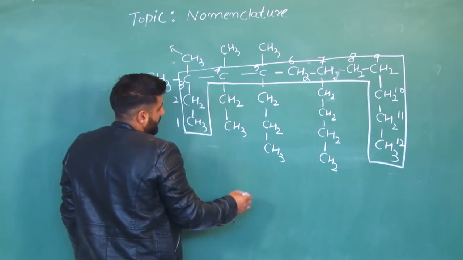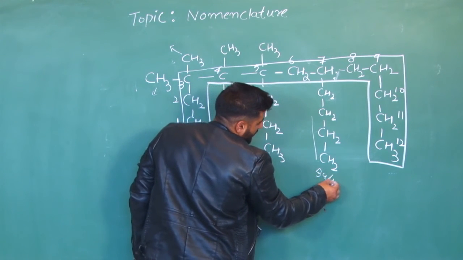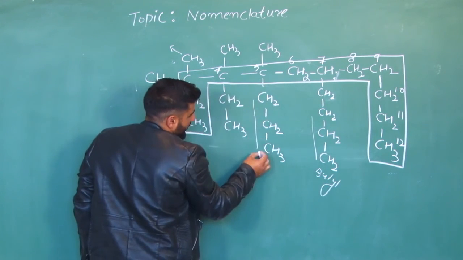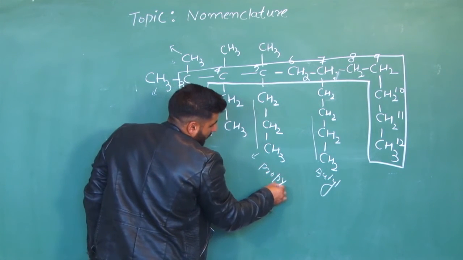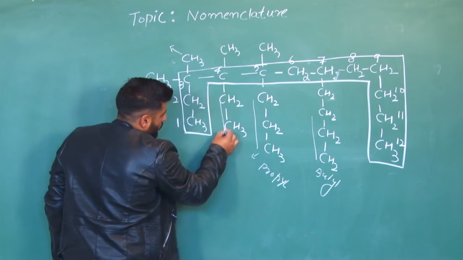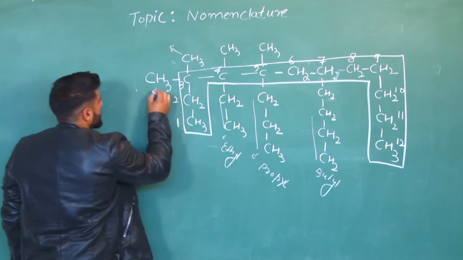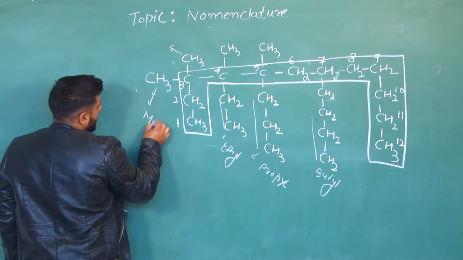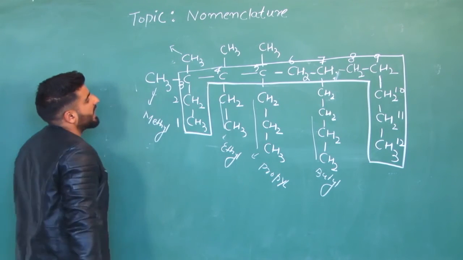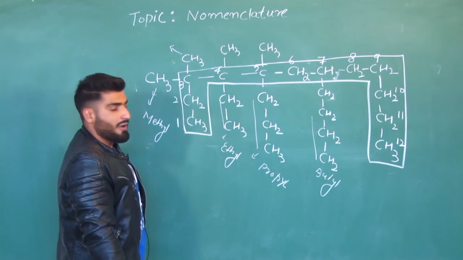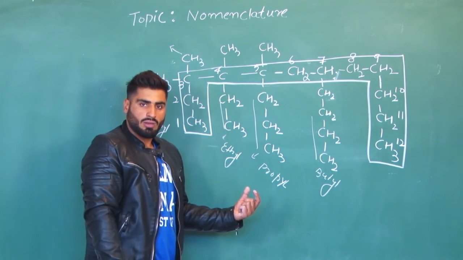So now this side chain is butyl. This side chain, 3 carbon, yl, propyl. This one, 2, eth, yl, ethyl. This is 1, for 1 we write methyl. It's also methyl, methyl, and methyl. Now I will write its name in alphabetical order.